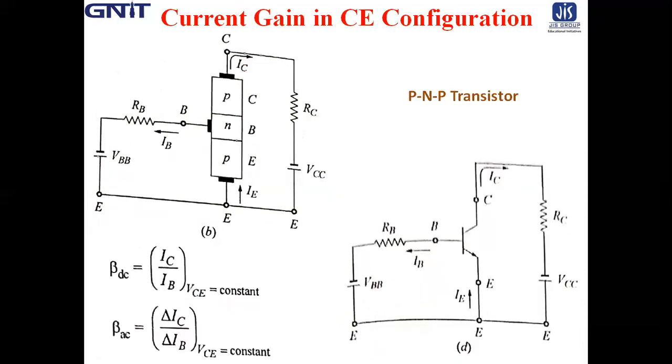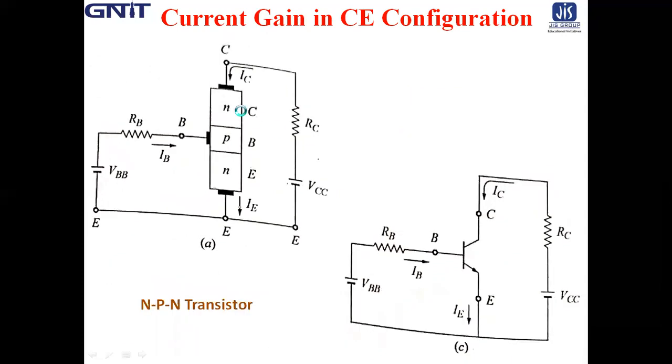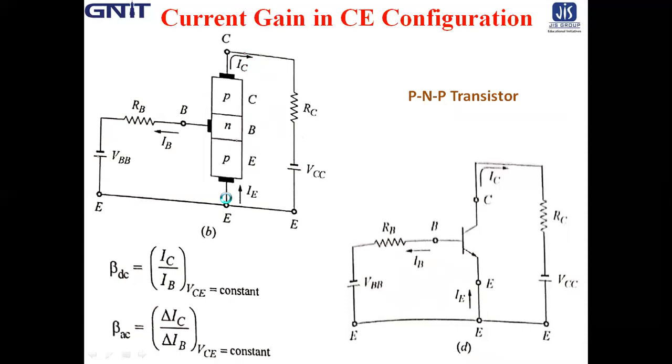And this is the configuration for PNP transistor, common emitter configuration. In the earlier case, it was NPN configuration under common emitter configuration. And this is the PNP transistor where the emitter is common. See the direction of current and the voltage, VBE and VCC.